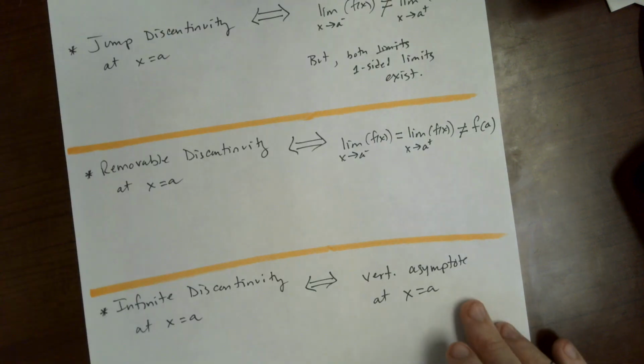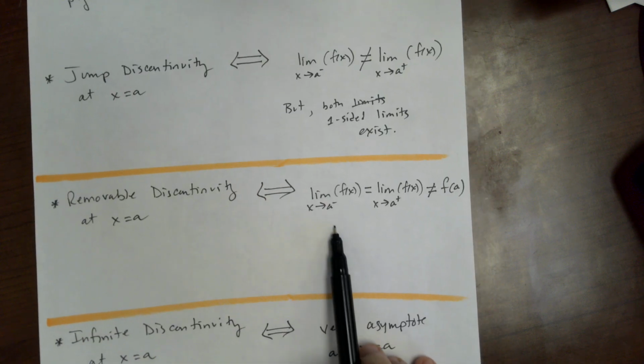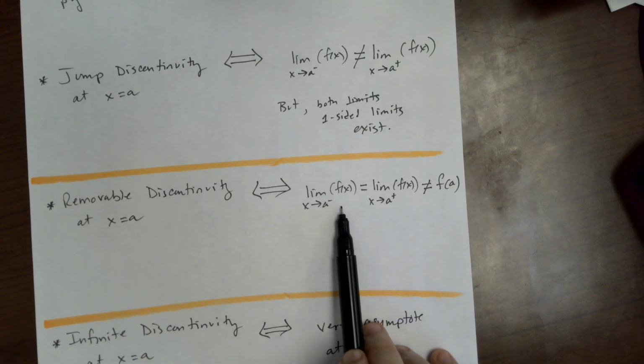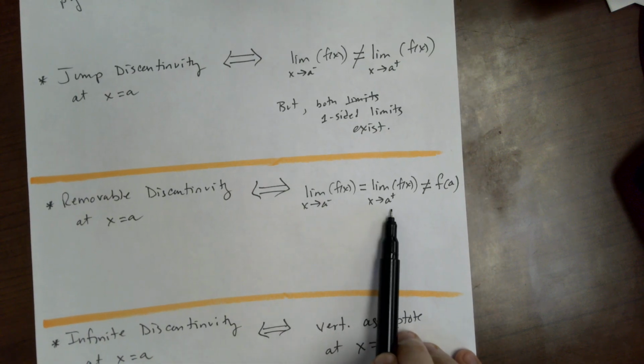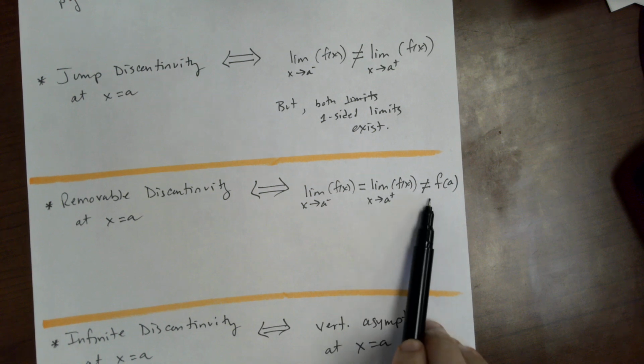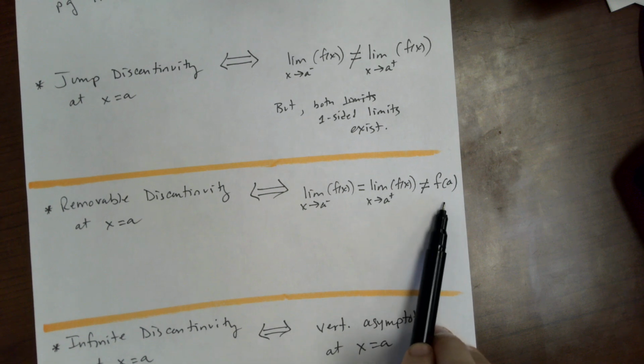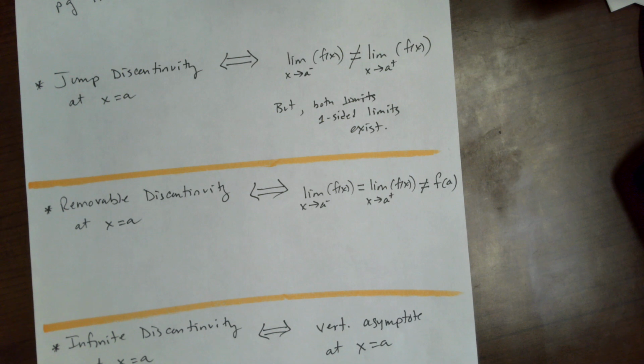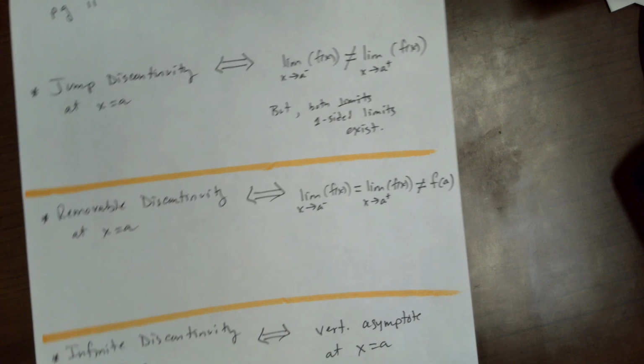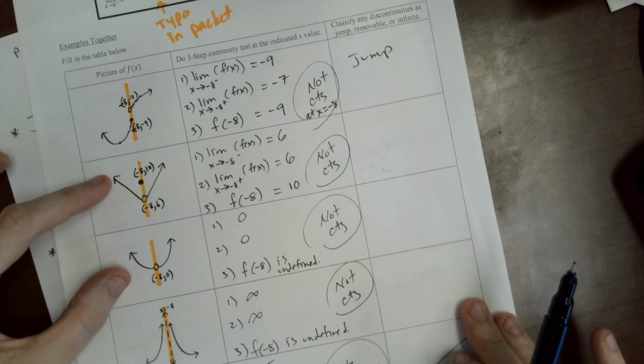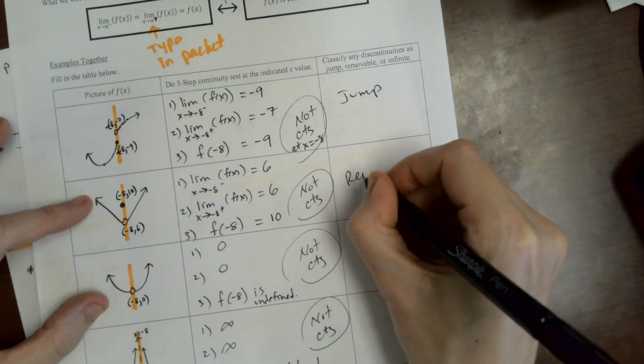Guys, the second two are both removable discontinuities. The reason is that the limit from the left is equal to the limit from the right, but those are not equal to the y value on the wall. So either there is no y value on the wall or it's not at the same level as the limit. So both of these next two are removable.